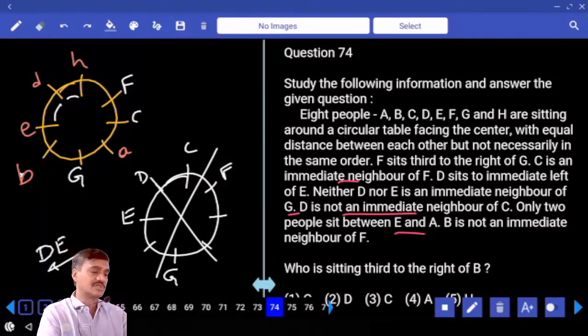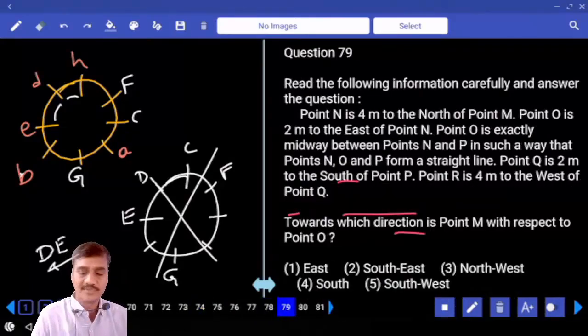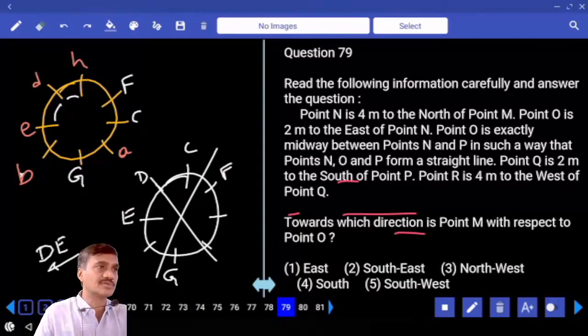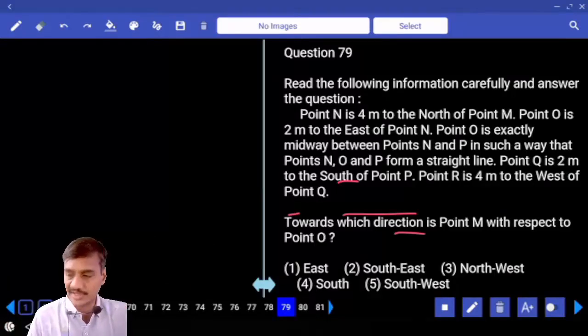Now this is about question number 74 onwards. And 74 to how many questions were given under this one? 78. Then coming to question number 79 onwards. Now in this 79 it is based on directions.